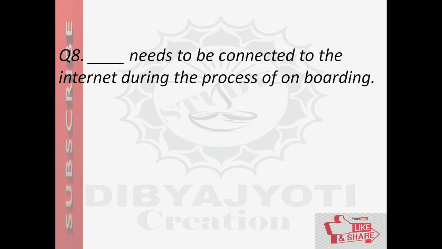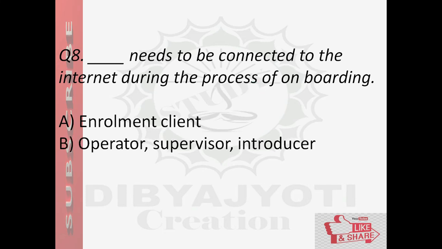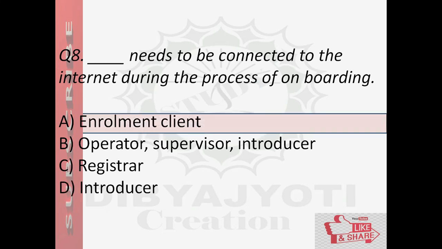Next, DASH needs to be connected to the internet during the process of onboarding. Options are option A, enrollment client. Option B, operator, supervisor, introducer. Option C, registrar. Option D, introducer. And answer is option A, enrollment client.